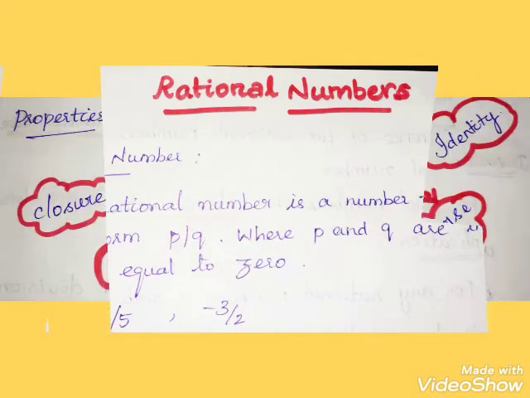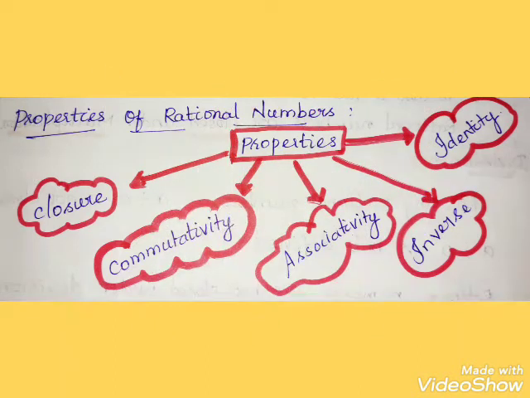The next is properties of rational numbers. What are the properties? There are 5 properties: closure, commutativity, associativity, inverse and identity. These are all the 5 properties of rational numbers. Now we are going to know each and every property individually and clearly. For each and every property we have to justify for addition, subtraction, multiplication and division.